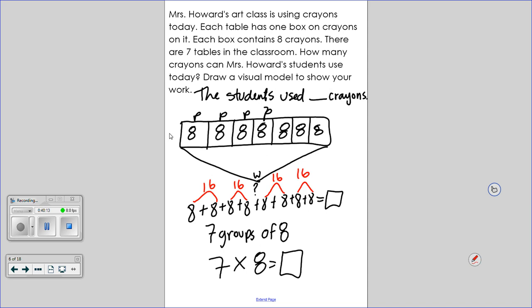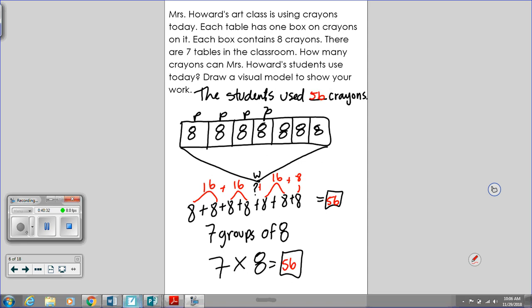Did I not do enough? 1, 2, 3, 4, 5, 6, 7, 8. Oops, I did too many. So then it's just going to be 8. So then you have a little bit shorter of an equation. You don't have to do it that way. You can skip count if you want. So we came up with 56.